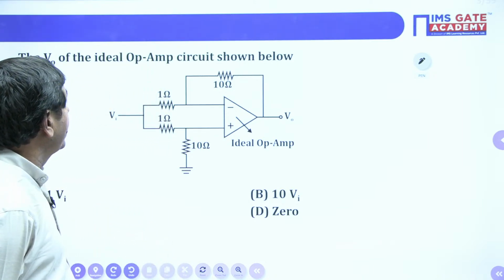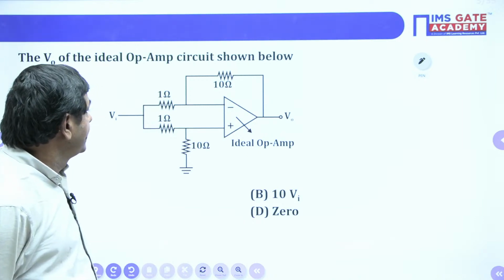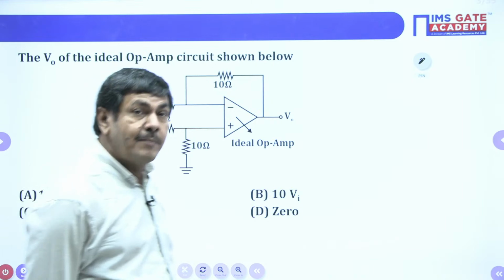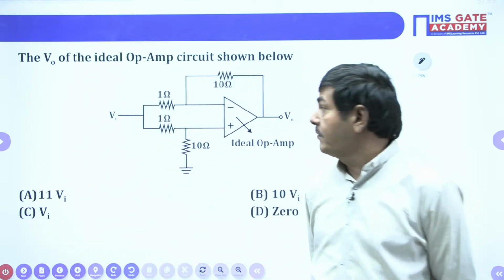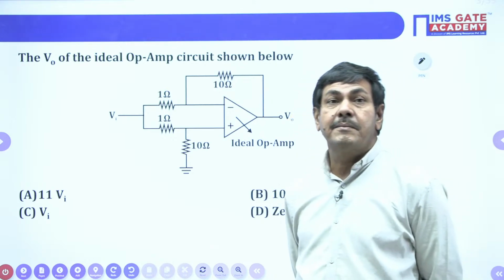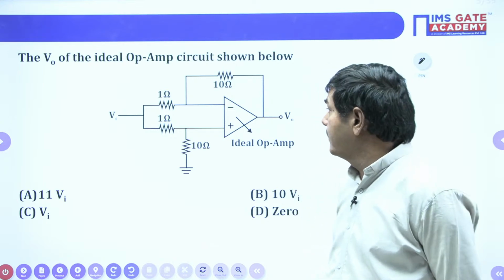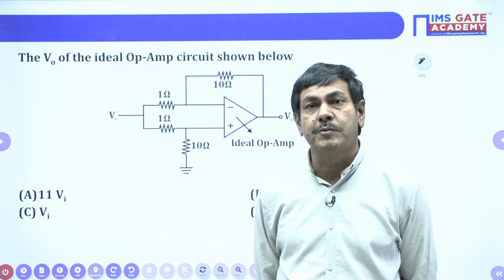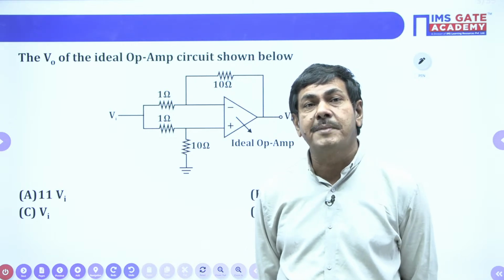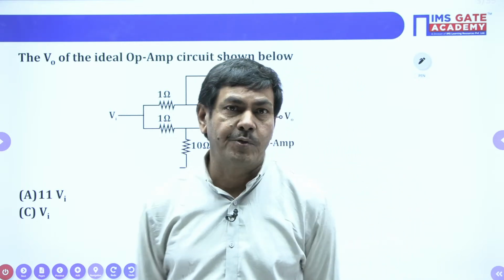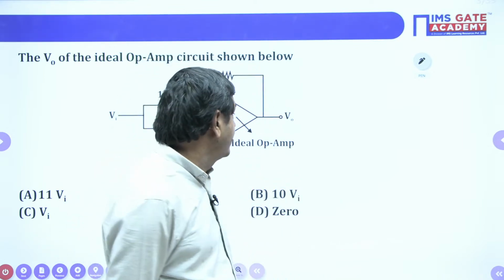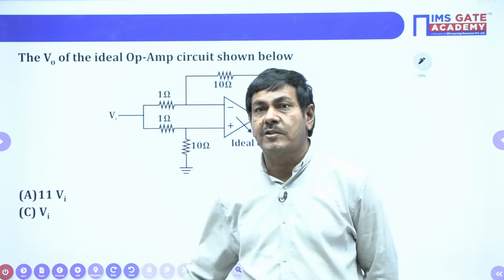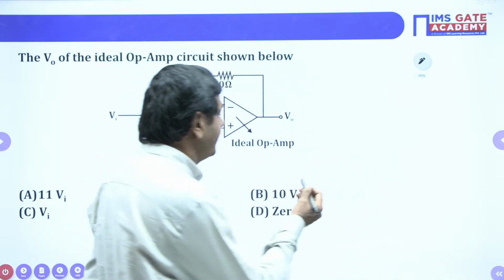Find the V0 of the ideal op-amp circuit shown below. In the problem, it is clearly specified that the given operational amplifier is ideal. Whenever the operational amplifier is ideal, we know very well the input impedance of the operational amplifier is infinity, a very high input impedance. Output impedance is approximately 0. This is for the ideal op amp, you know very well. The gain is also infinity. We can slightly change this network and redraw this diagram and start the work. Please watch how I redraw this circuit.